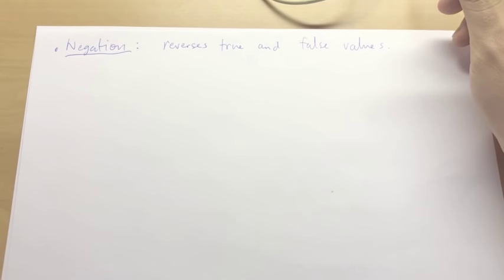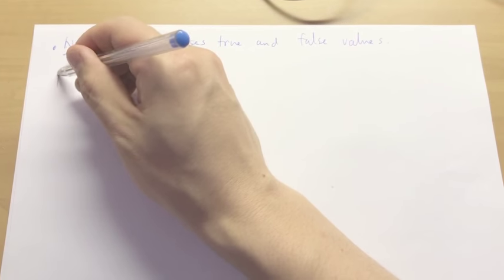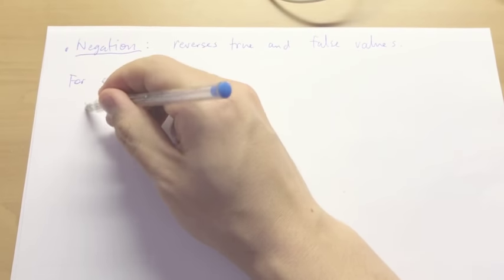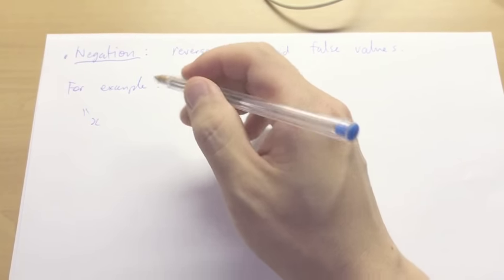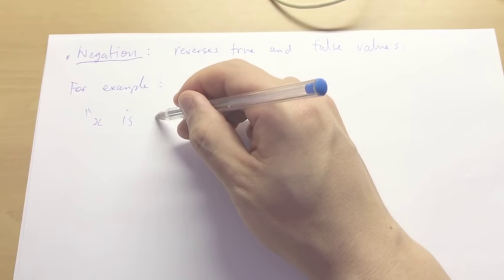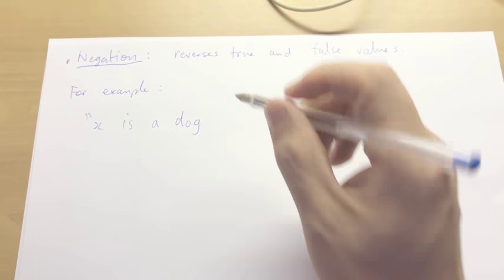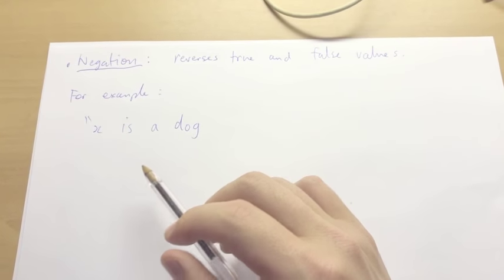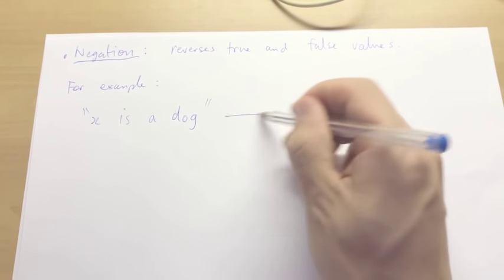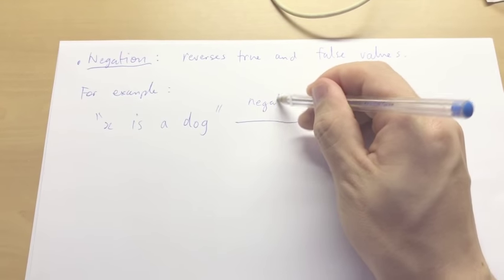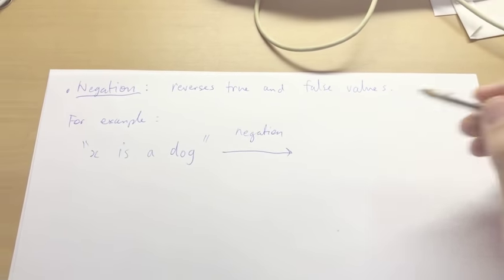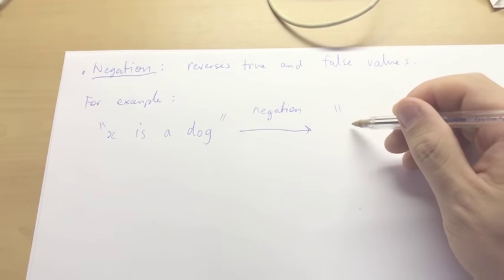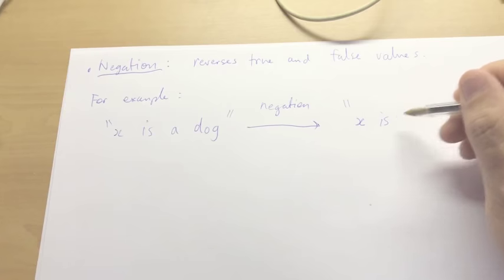So an example of negation. For example, if we have the phrase "X is a dog," and assume that this is precise enough so that we can judge whether each X is a dog or not, and then we send it through negation, then we get the phrase "X is not a dog."